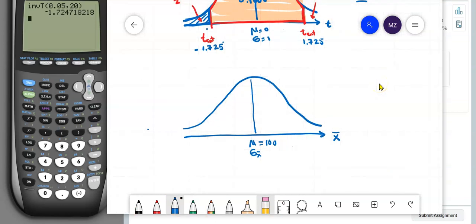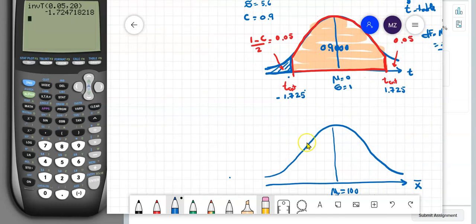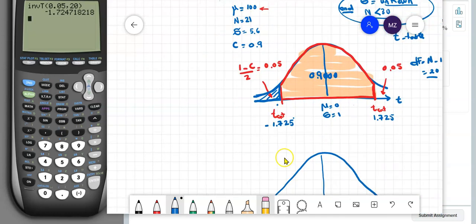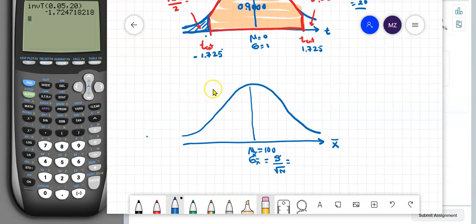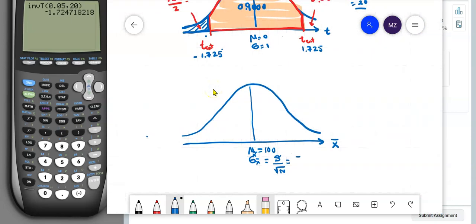So again, this is mu x bar and sigma x bar. So I'm using the central limit theorem, right? If you remember, the sigma x bar can be the s divided by radical n. So the s is 5.6 here, and the radical n is radical 21. So this is my new environment.